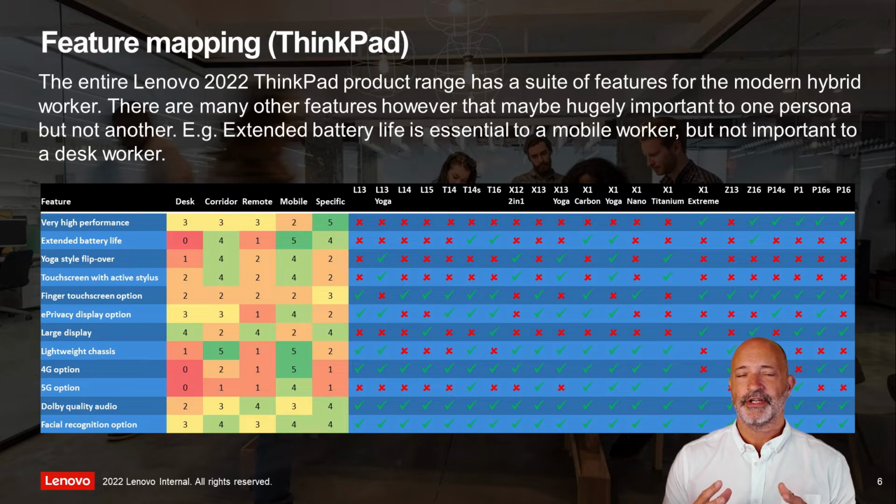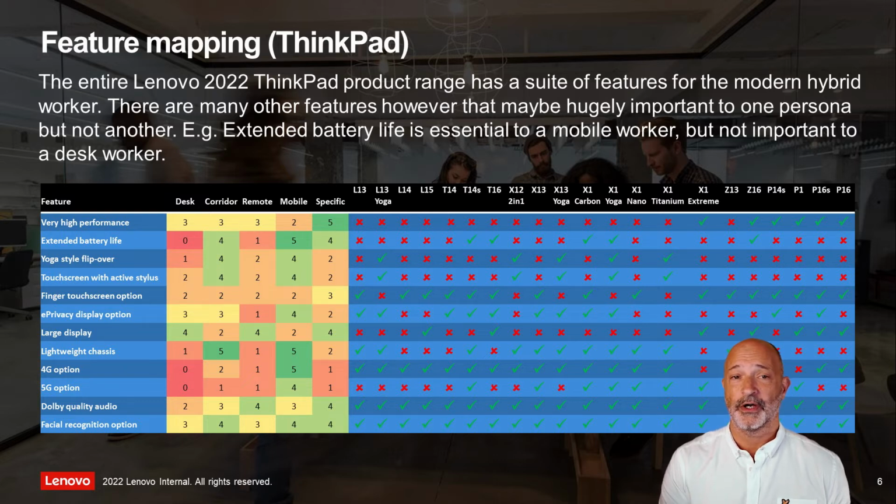Now, the next stage is looking at the suitability of the products available to you, and we can help you with this. What features do those products have, and how important are those features to the various personas you've set out? Now, here I've shown just a core subsection of our mobile range. It's not really complete. I don't have all of our workstations, I don't have our desktops, but it gives you an idea. A mobile worker, for instance, really wants a lightweight system, but of course that's not so important to a desk worker. An electronic privacy filter, again, could be important to a mobile worker, but not the remote worker who's sat at home, and so on.